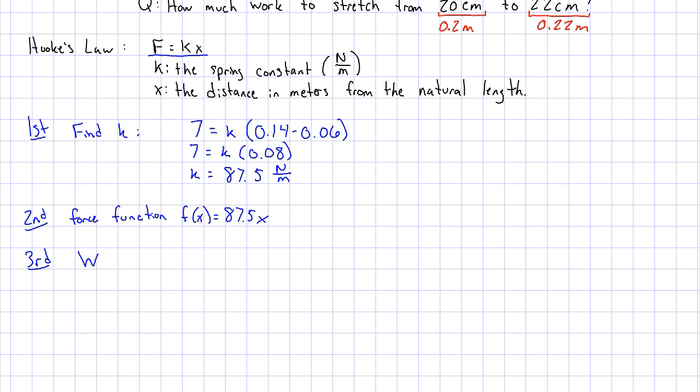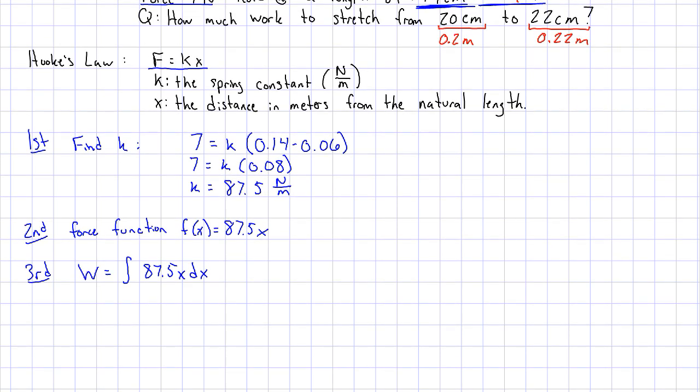So work will be equal to the integral of 87.5 x dx. Now, we have to be a little bit careful with the limits of integration. We've already converted 20 centimeters and 22 centimeters into the proper meters length. But remember that the x inside our function is the distance from the natural length. Everything needs to be consistent in your integral. So if your x is the distance from the natural length, then the numbers that you put on your limits of integration also have to be the distance from natural length. Everything needs to be kind of matchy-matchy.